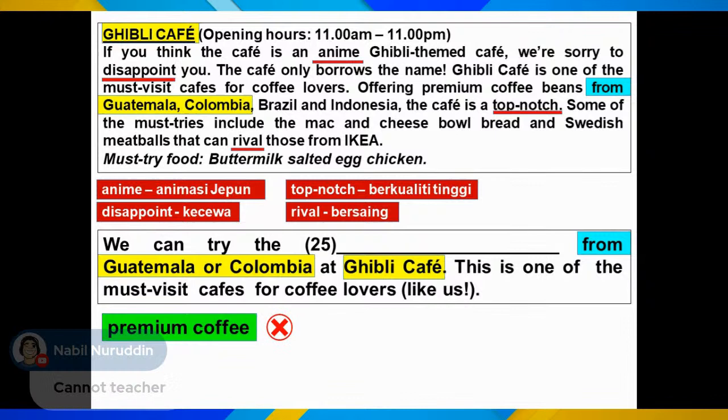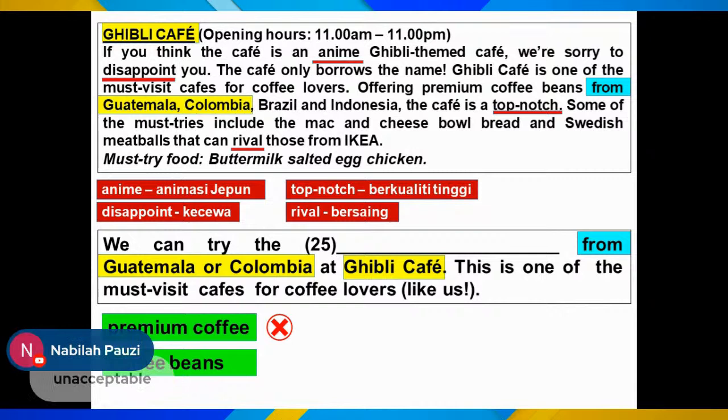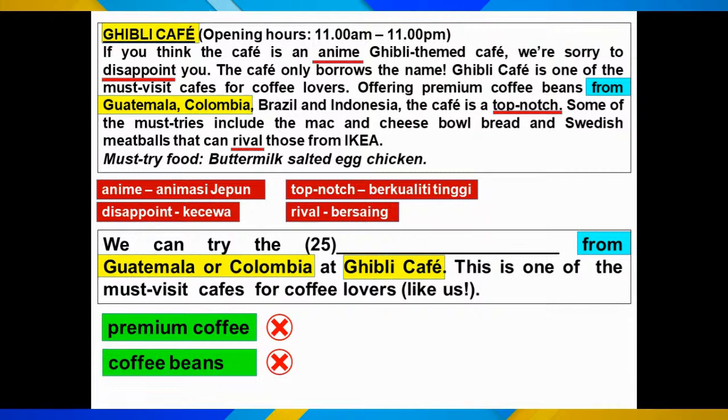How about if students write coffee beans? Boleh tak? Siti suka. Okay, no. Coffee beans, no. Because we are not talking about any coffee beans. We are talking about premium. Sebab tu dia kata the cafe is top notch, berkualiti tinggi. If you accept coffee beans, mana-mana coffee beans, biji kopi yang tak berkualiti pun dia terima. So, unacceptable. Nabilah, good, unacceptable. You cannot accept this. Okay, if a student writes this, can we accept this? Can you help me? What do you think the answer is? Do you think we can accept this answer?